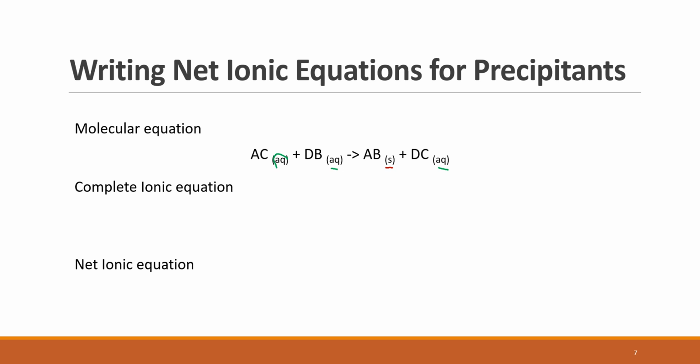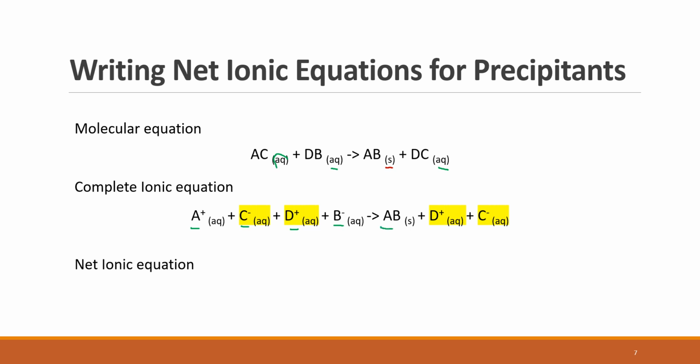The only one you do not separate into its ions is the one that has an S by it, the solid. So when you do that, it's going to look something like this. Remember that the cation always comes first, so that's why A has the plus sign, and then C has the minus sign. Now, compound DB was also aqueous, so we split that into its ions as well, into D plus and B minus. And then moving over to the product side, we left AB together because it was a solid.